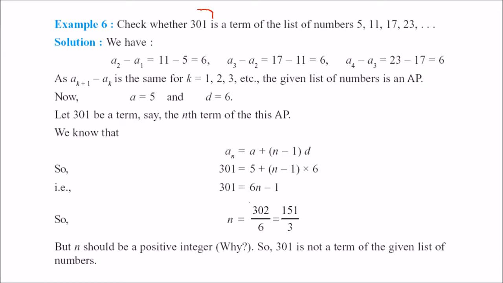You have to check whether 301 is a term of the list of numbers. So you have A as 5 and 11 minus 5, that is the common difference. So A is 5 and 11 minus 5 is 6. So D is the common difference. AN is A plus (n minus 1) into D. 301 is an AN, a term. You have to place it here.